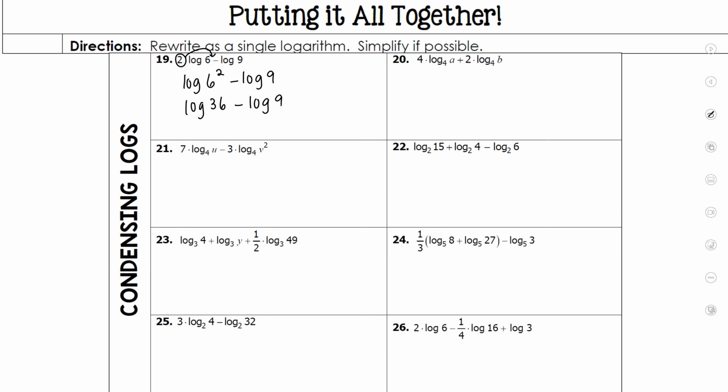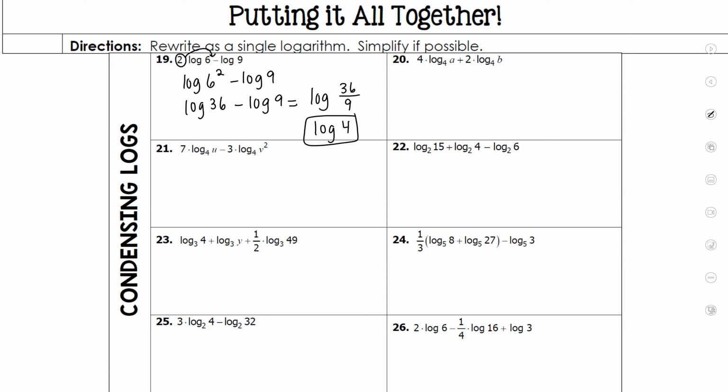Now, I'm going to use the quotient property. This will be written as log of 36 divided by 9, which is just log 4. So we use two different properties here. We use the power property and the quotient property.